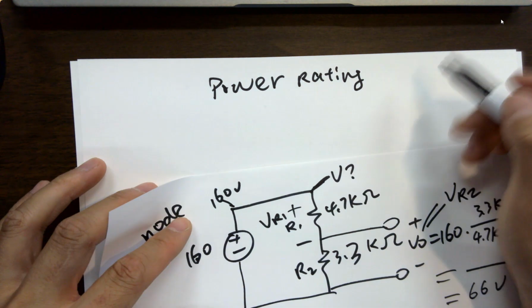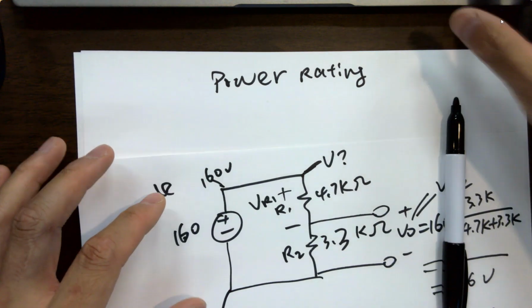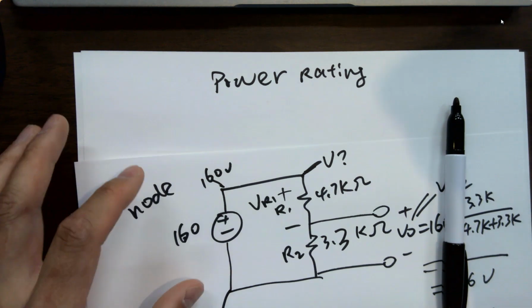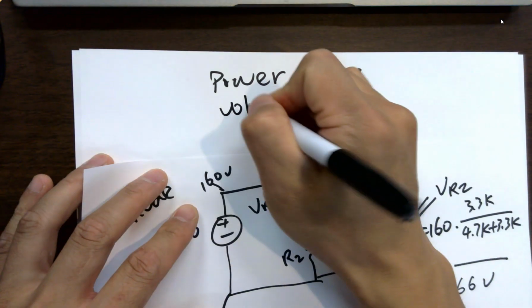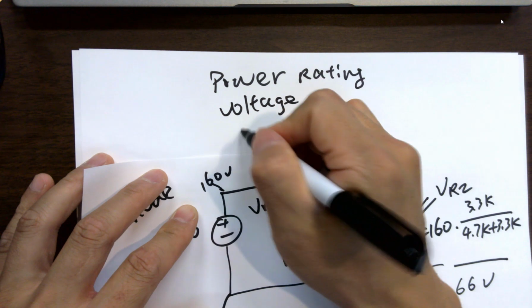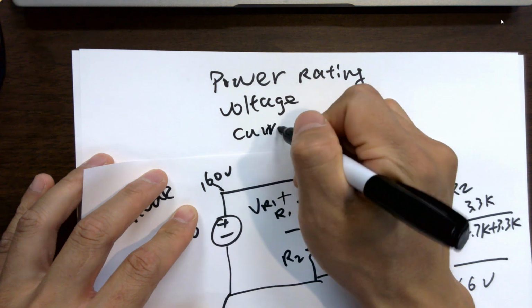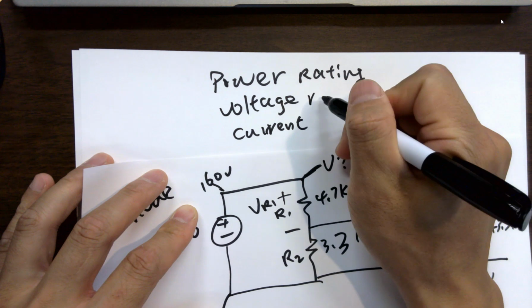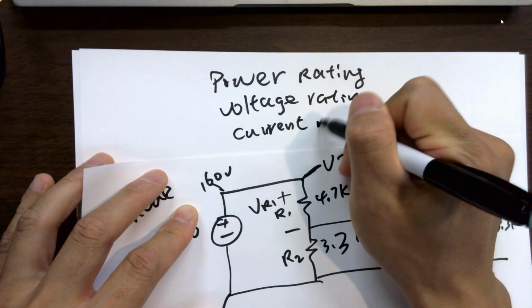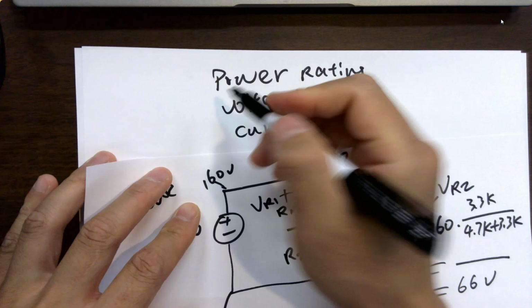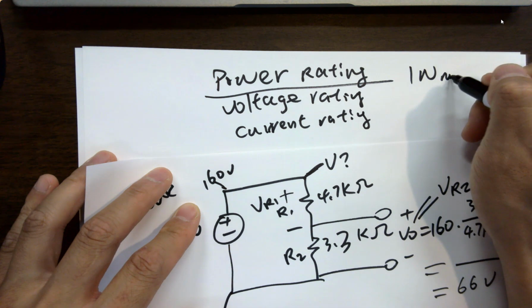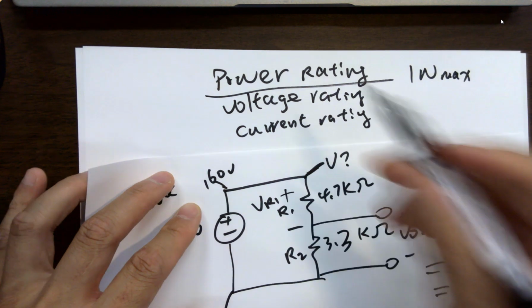For any of the devices, like the adapter of the laptop or anything, if you look at the adapter, it has a voltage rating, current rating, and the power rating as well, right? So 1 watt max is the power rating, okay?